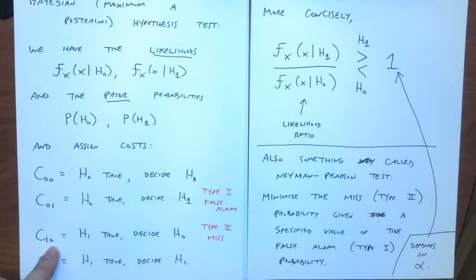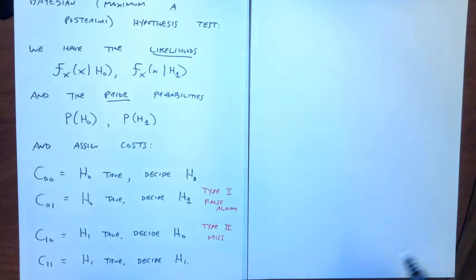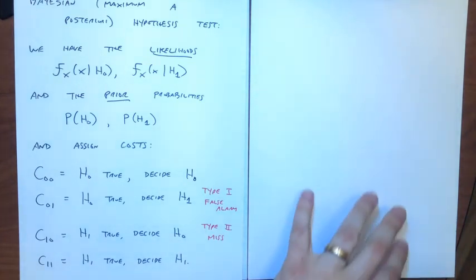But then here, this C10, letting a bag go through that has a bomb in it, but no one catches it, could have a very high cost, like 1,000, right? So I basically am assigning a trade-off between how much I value false alarms and how much I value misses. And what I want to do overall is minimize the expected total cost, right? So this lets me trade off these things explicitly.